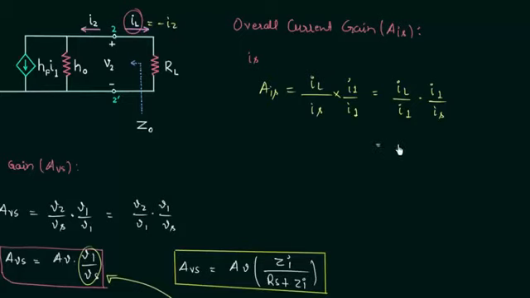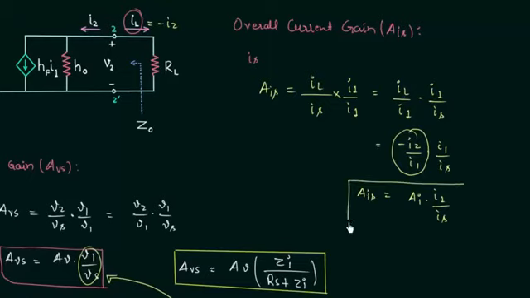So we have minus I2 divided by I1 multiplied with I1 divided by IS. Minus I2 by I1 is equal to the current gain. So we have AI multiplied with I1 divided by IS, which is equal to overall current gain. You can remember this form of the overall current gain.